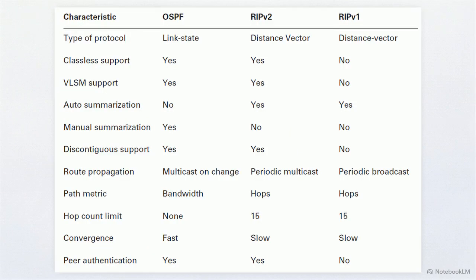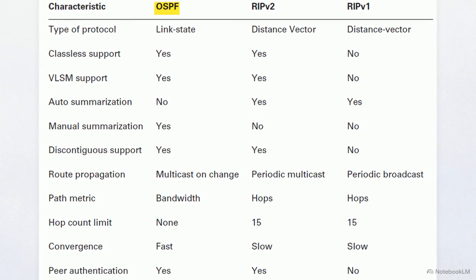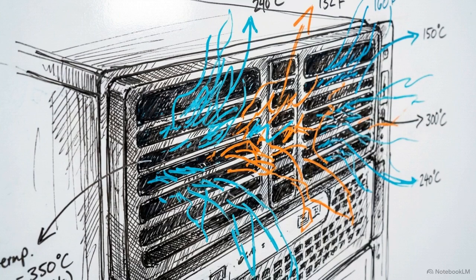Early distance vector protocols like RIP version 1 and 2 are limited by a strict 15-hop maximum and slow convergence times, making them unsuitable for large-scale environments. Open Shortest Path First, or OSPF, was designed to overcome these constraints. As shown in the OSPF column, this protocol abandons hop counts entirely. Instead, it calculates paths using a metric based on link bandwidth and supports an unlimited number of hops. This capability requires significant CPU and memory overhead.